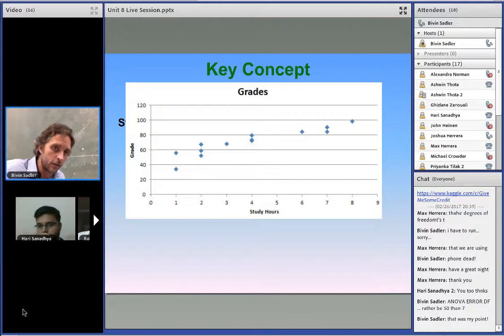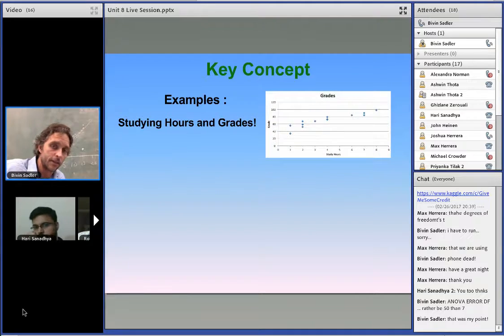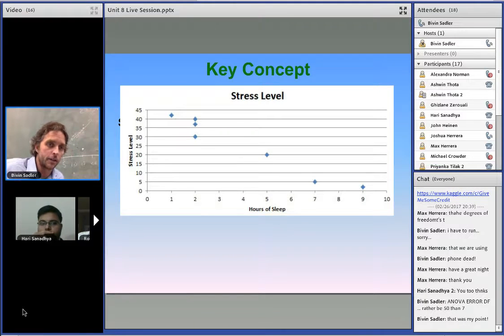Doesn't mean that if I study 8 hours and then go party for 10 hours that I'm not going to still get a really low grade down here. It's just that it looks like there's a correlation between study hours and grades. We would call that a positive correlation. And then we'd see, okay, well, how about this?